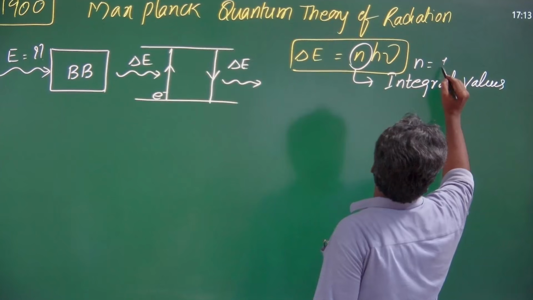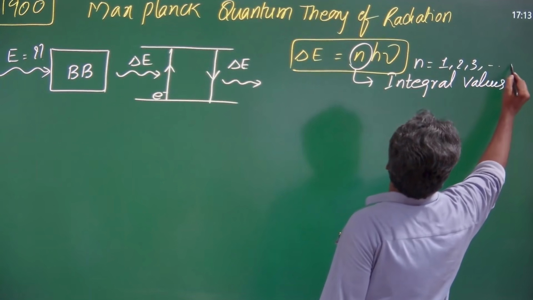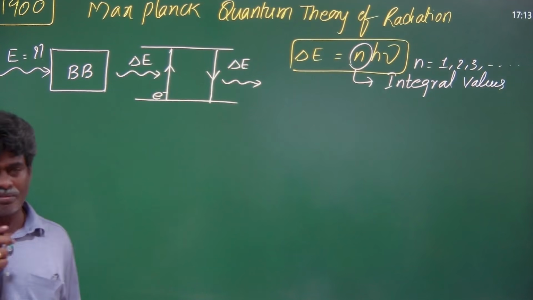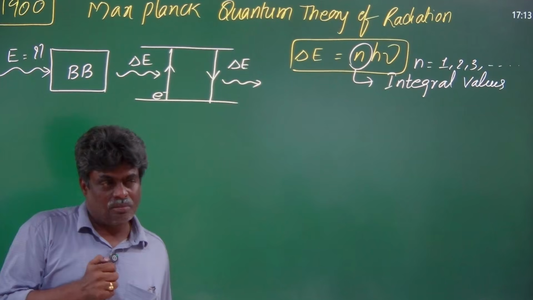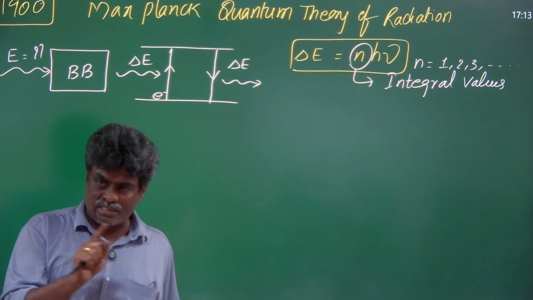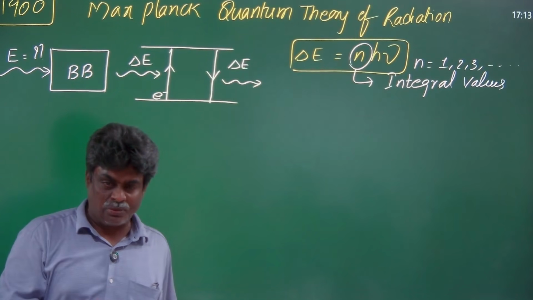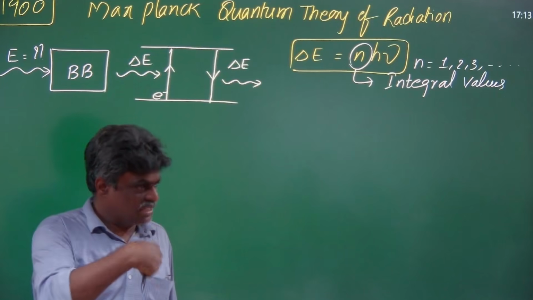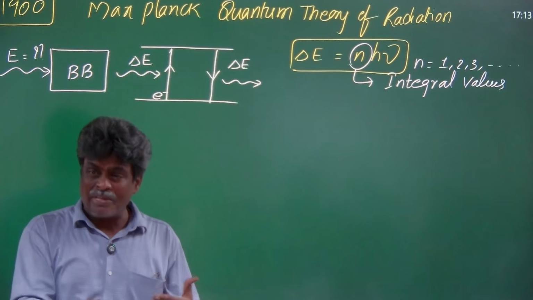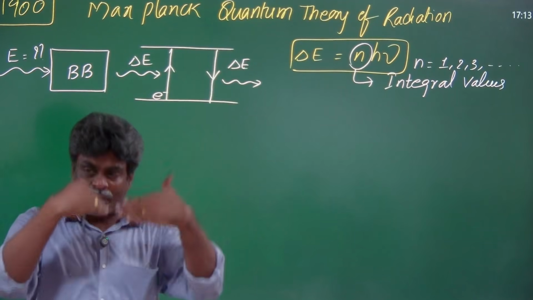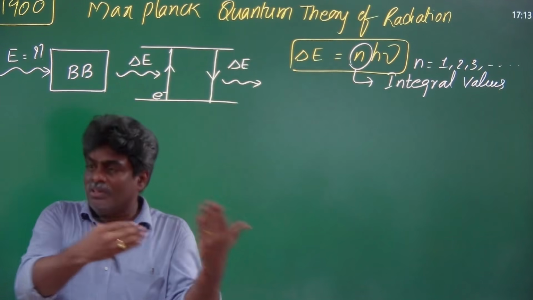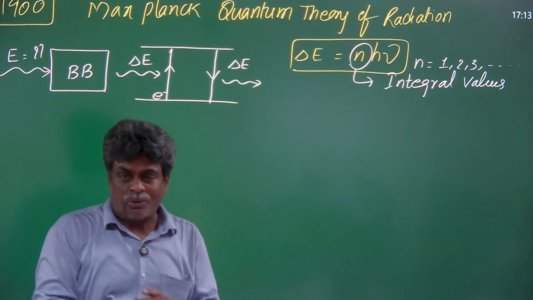What is the meaning of integral values? 1, 2, 3. How do you know? I think this was studied in BSc. Maybe in your BSc it was explained: E equals nhν, where n is an integer. Always it takes energy in integral multiples of hν. That means it takes hν, 2hν, 3hν, but it won't take hν by 2 or hν by 3. Am I right?